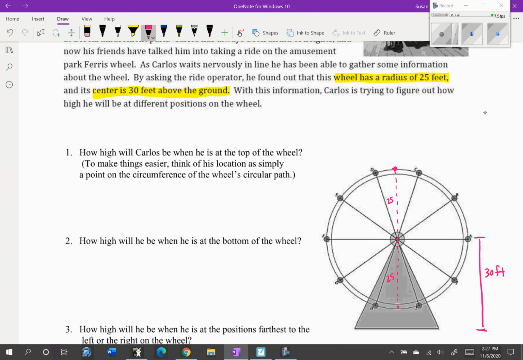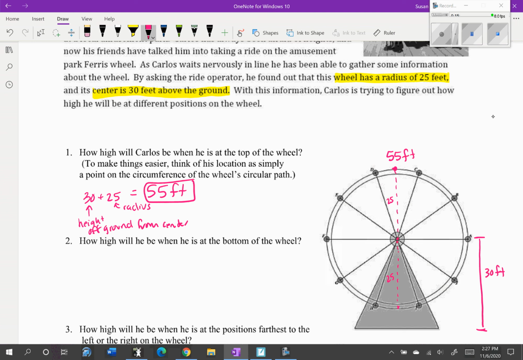So knowing that, to find how high we'll be at the top of the wheel, we can take the fact that we know the center is 30 feet off the ground plus the radius of the wheel, which is 25. So that's again how high off the ground the center is, and the radius. So when we add those together, we get 55 feet. So that tells us that the highest point is at 55 feet.